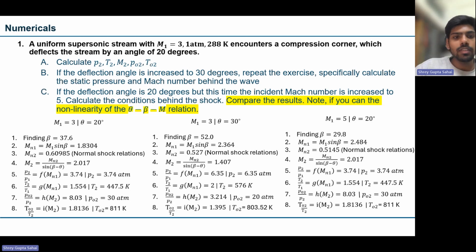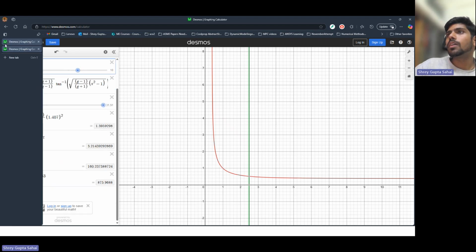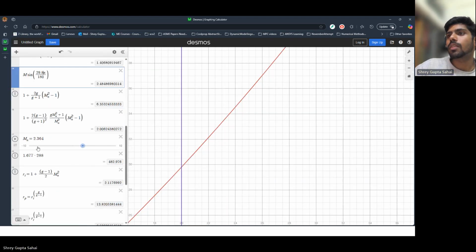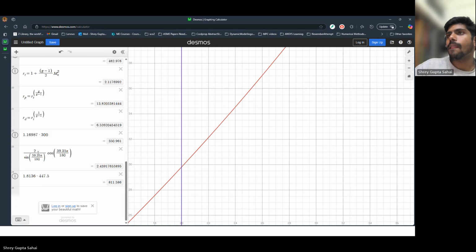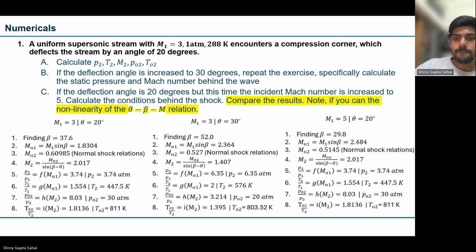For that, we need to calculate this expression. Yes, 0.5145, and theta minus beta is 29 minus 9.8, that's it. And you get 3.02. So M2 is now 3.02.